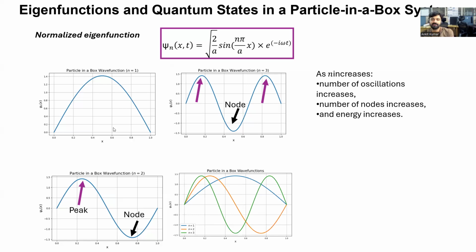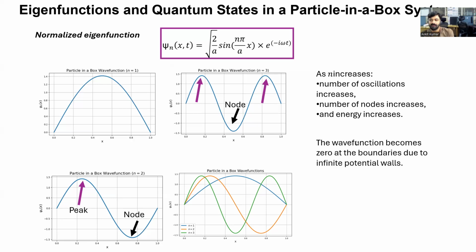Node is where the probability of finding the particle, or where the wave function is 0, that is called the node. So here you can see this is the peak and this is called the node. Sorry, here this is the wrong notation. Node will be at x equals 0.5. Here, nodes will be at x equals 0, at x equals 0.25, at x equals 0.75, and at x equals 1.